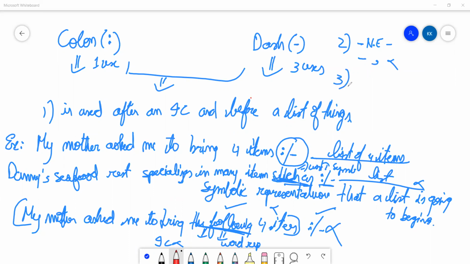The third use of dash is basically to show a deliberate pause. This is for spoken English and it is not tested in your SAT. So this is of no use for us. Got it? Understood? Is it clear? Yes, ma'am. Any doubts? Anyone who has not understood?